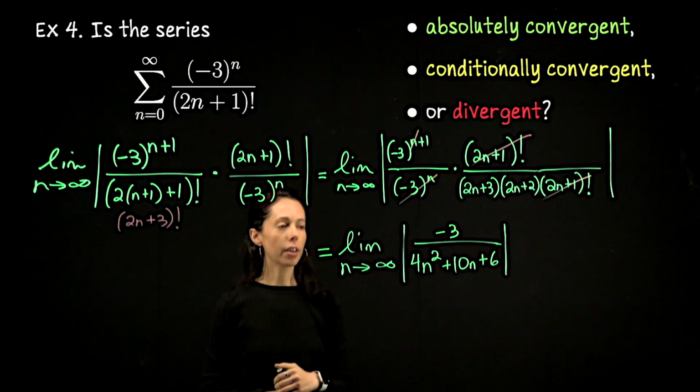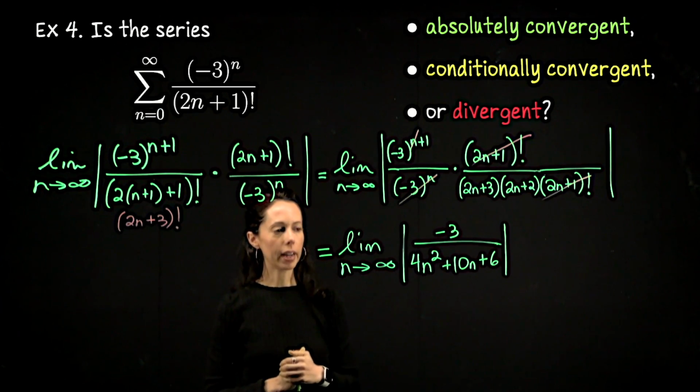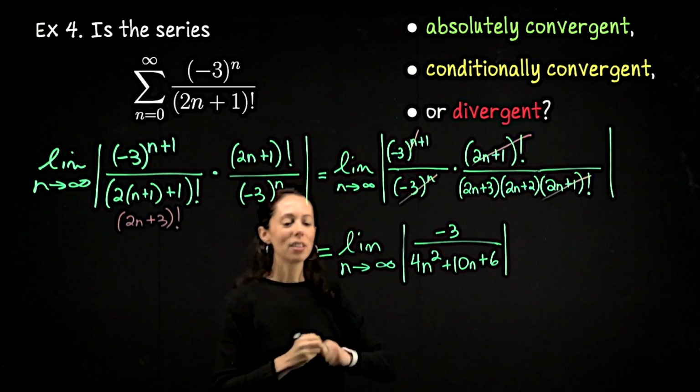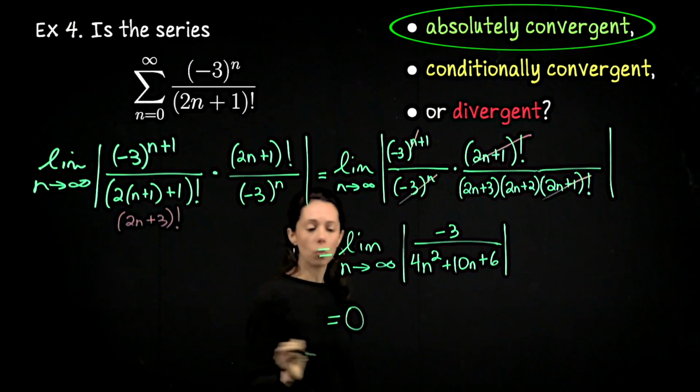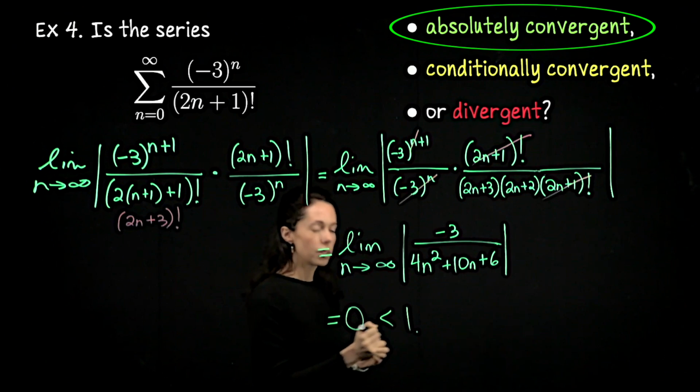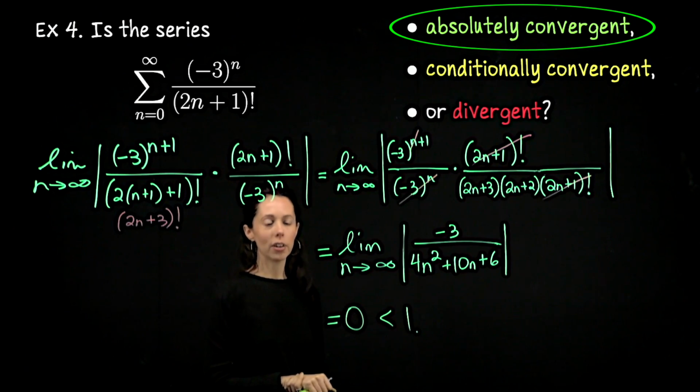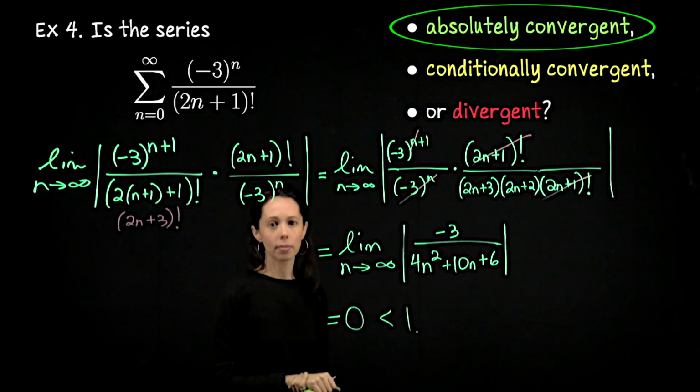What happens here as n goes to infinity? The numerator is stuck at -3. The denominator is going to infinity. So this ratio is going to 0. 0 is less than 1. So that tells us that our original series is absolutely convergent.